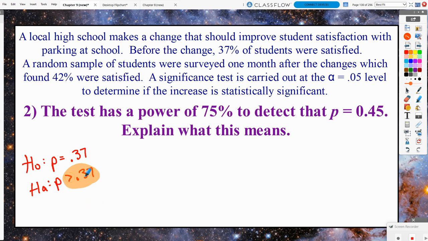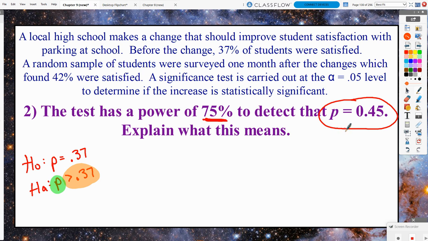But really, what value could P represent that would be greater than 37%? Well, 38% is greater than 37%. 39% is greater than 37%. 54% is greater than 37%. There's a lot of different values that P could be that would be greater than 37%. So the power of the test, the probability of that power, is going to fluctuate depending on what that value of P is for the alternate hypothesis.